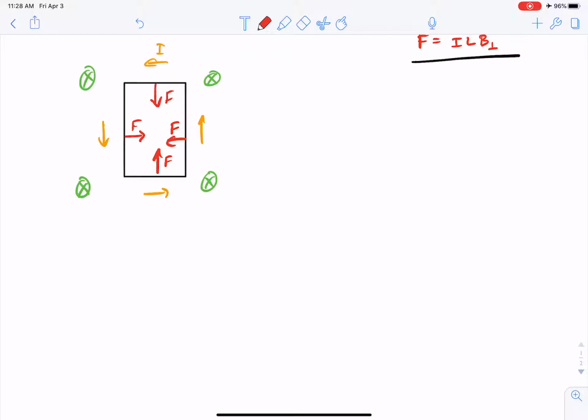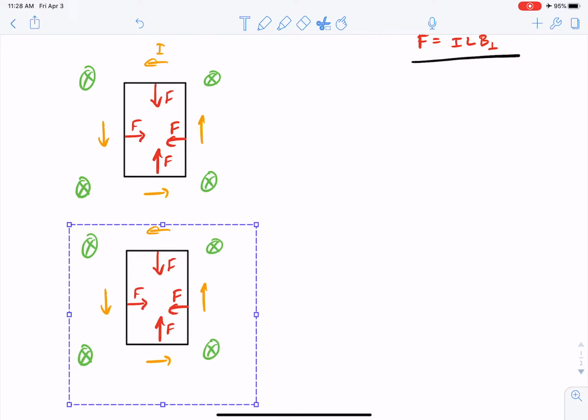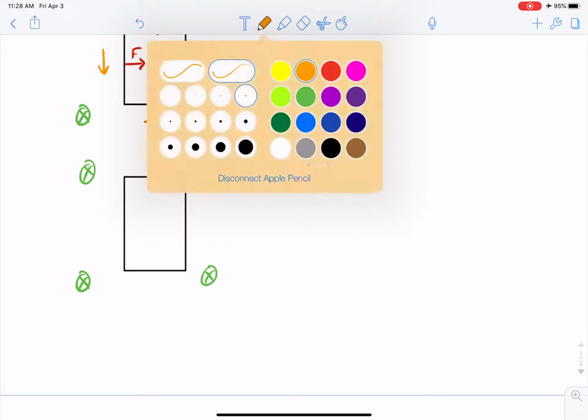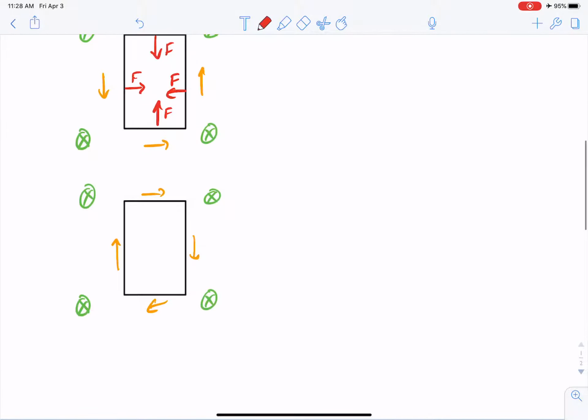Now, we could just as easily have imagined that same loop, but with the current going the other way. Okay, so let's put the current going clockwise instead. The direction of your arm has to flip. And I'll leave this also as an exercise to show that the forces all flip also.